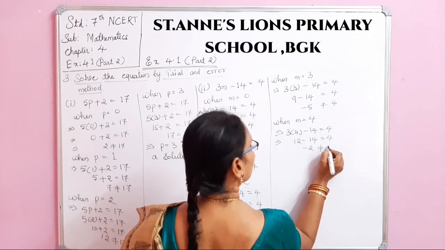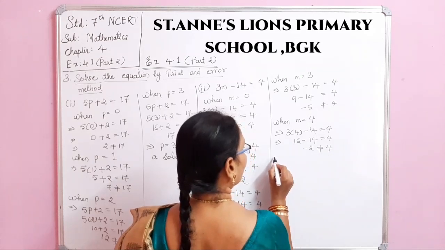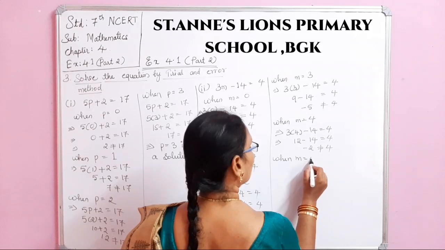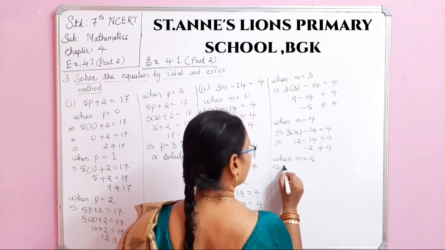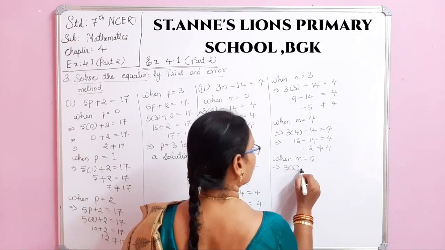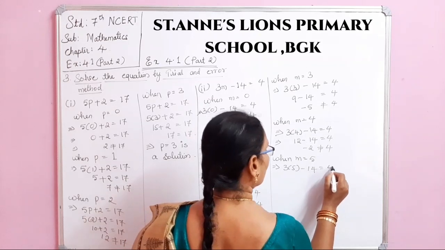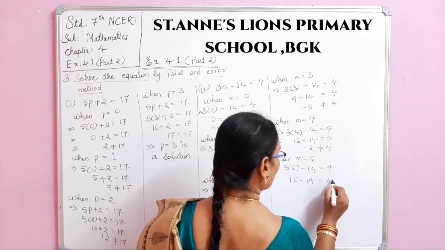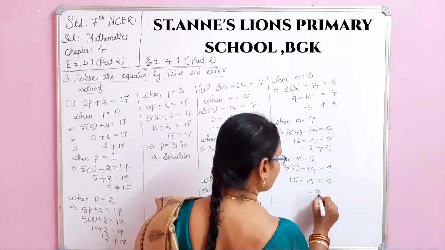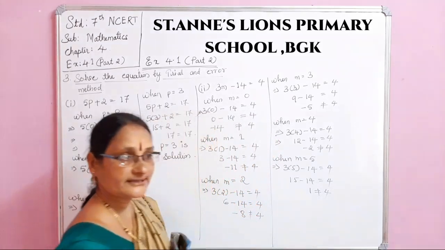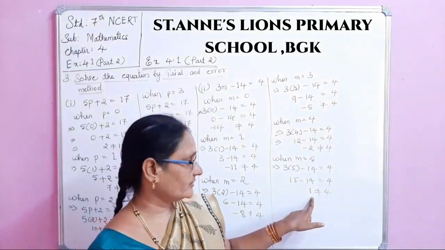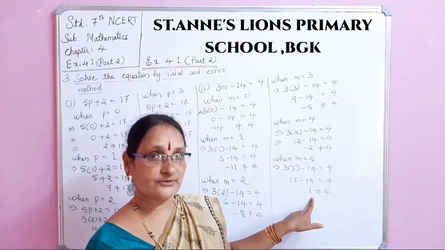Minus 2 is not equal to 4. Then when m is equal to 5, 3 into bracket 5 minus 14 is equal to 4. 3 5s are 15 minus 4 is equal to 4. 1 is not equal to 4. See, like this we have to go on doing like this. See here, now here onwards we are getting the positive values.